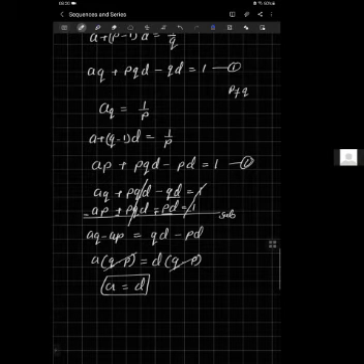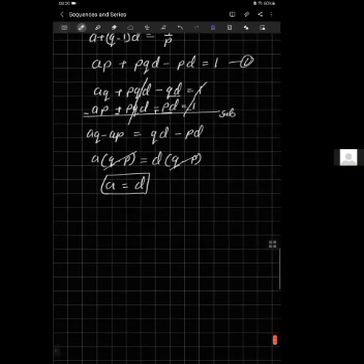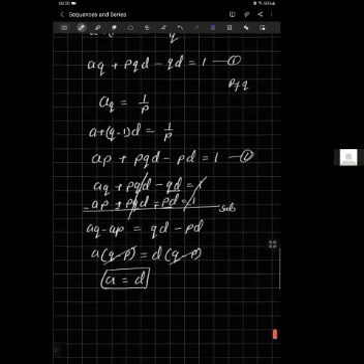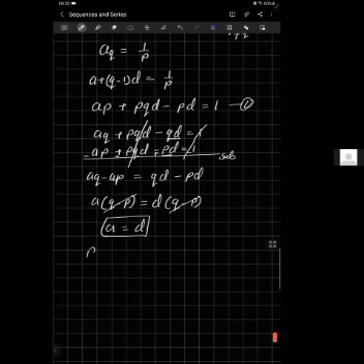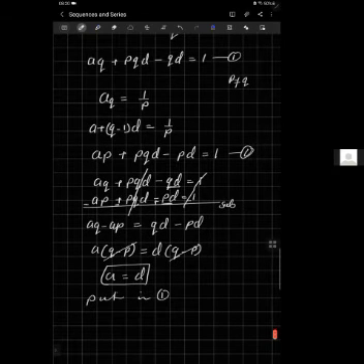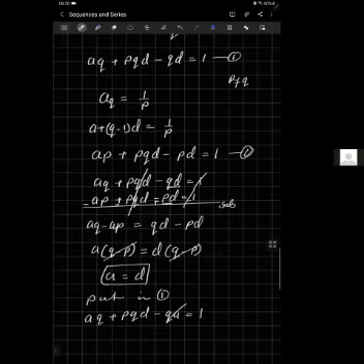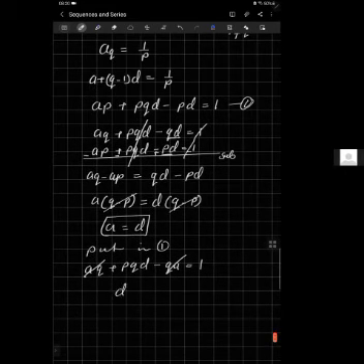Now we are asked to find the sum of PQ terms. Sorry, first of all, let me put it in equation 1. AQ plus PQD minus QD, I am writing A equals D, equals 1. So AQ and minus QD will get cancelled. D is coming 1 upon PQ. When D is 1 upon PQ, D is equal to A, therefore A is also 1 upon PQ. We have got A and D the same.